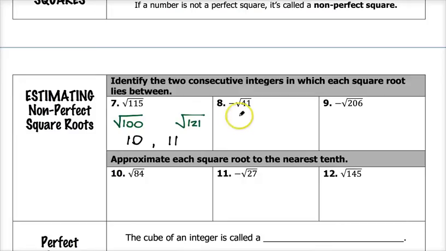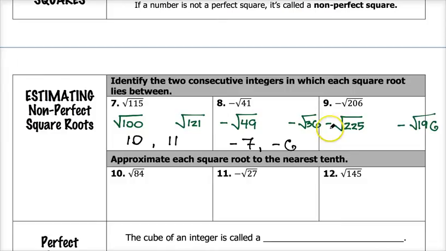Number 8, we have the negative square root of 41. So the negative square root of 41 lies in between the negative square root of 49 and the negative square root of 36. Those are the two perfect squares that 41 lies between. And so we know this lies between the integers negative 7 and negative 6. For number 9, the negative square root of 206 lies between the perfect squares negative the square root of 225 and negative the square root of 196. The square root of 225 is 15, and the square root of 196 is 14, so the negative square root of 206 lies between negative 15 and negative 14.